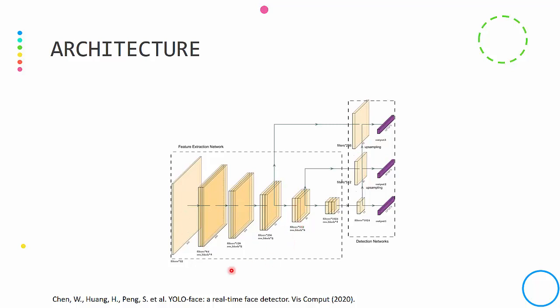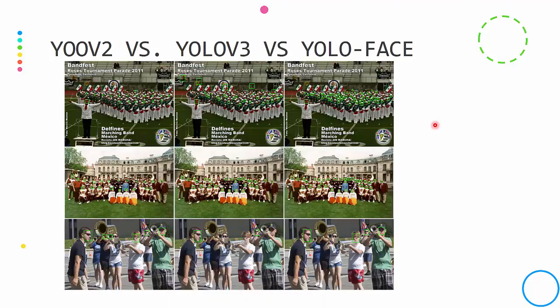The feature extraction network has 71 convolutional layers. It reduces feature maps by convolutional layers with a stride of 2. The detection network has a structure similar to FPN. FPN means feature pyramid network, used to extract features from different map scales. This is the architecture of YOLO face. I have referred to this paper, and you can find it on the internet.